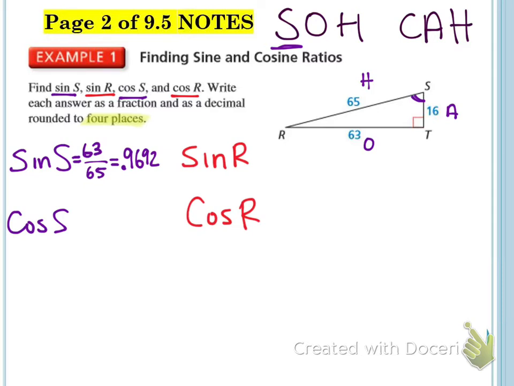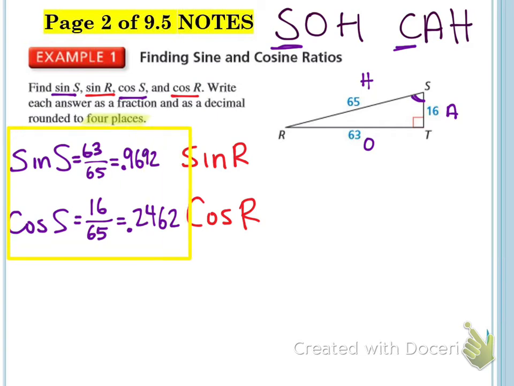Perfect. Now we'll find cosine of S. Cosine is adjacent over hypotenuse. So what will go in the numerator? 16, and in the denominator, 65. What is 16 divided by 65? 0.2462. There you go. All right, so those are sine and cosine for angle S.